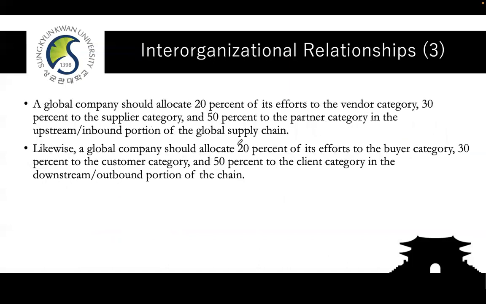Of course, we have allocation of resources, like 20% of effort to the lowest level, the vendor, then 30% to the next level, and 50% to the strongest relationship. So 20% to vendor, 30% to supplier, and 50% to partner. On the other hand, for the outbound, 20% of the effort should be spent on the buyer category, 30% on the customer category, and 50% on the client category. So the higher the level, the more effort or resources should be allocated to that relationship.